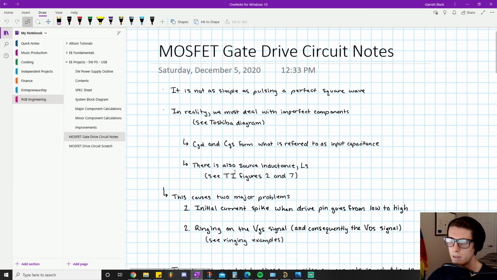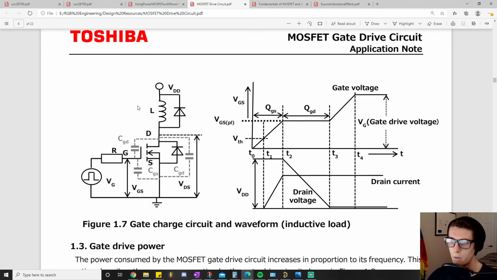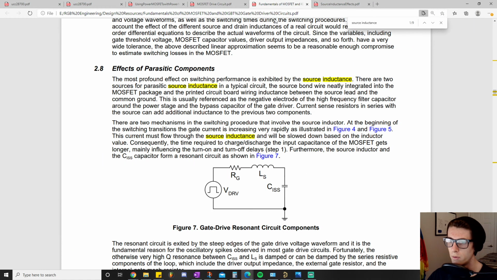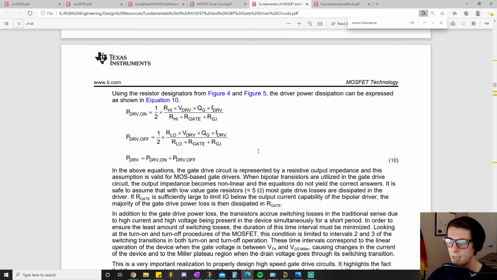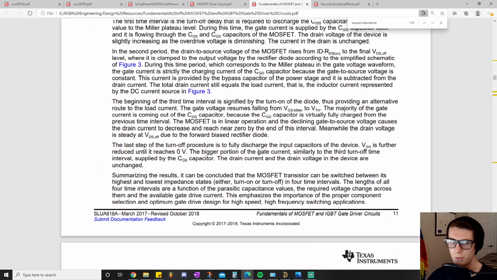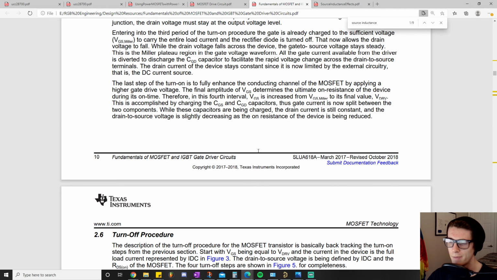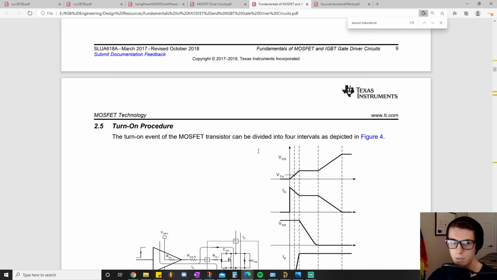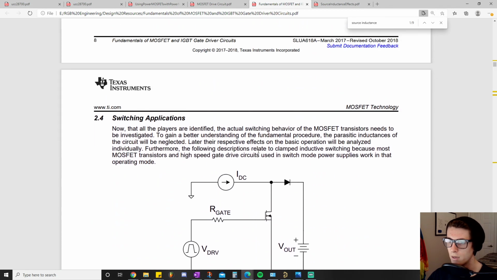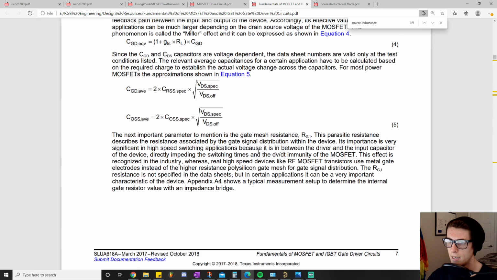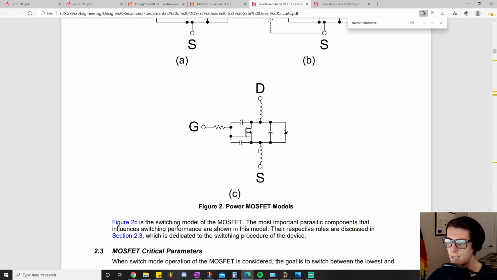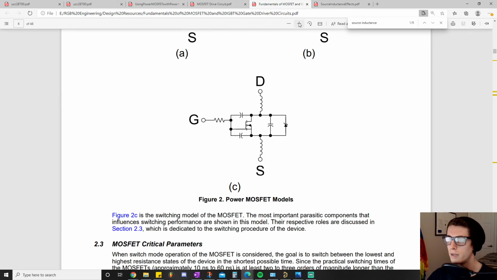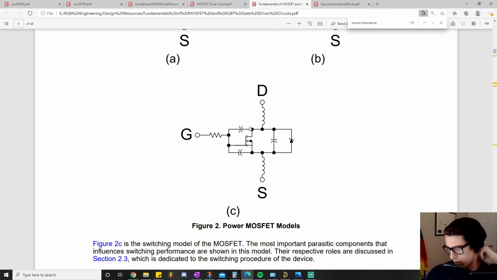There's also another thing I want to bring up, which is that there's another set of parasitic components which isn't featured in that diagram. I'm not 100% sure why. There was one on the drain, but on the source, it's not. It is the parasitic inductance, which is illustrated in this diagram right here.